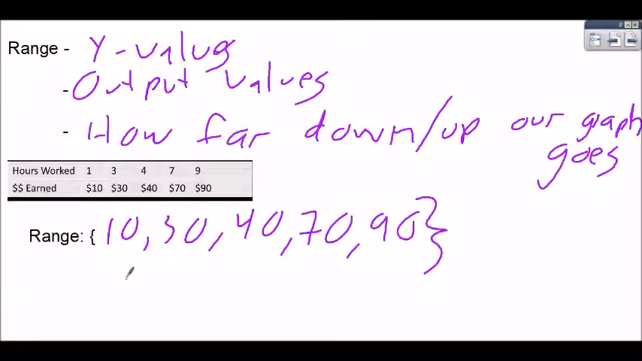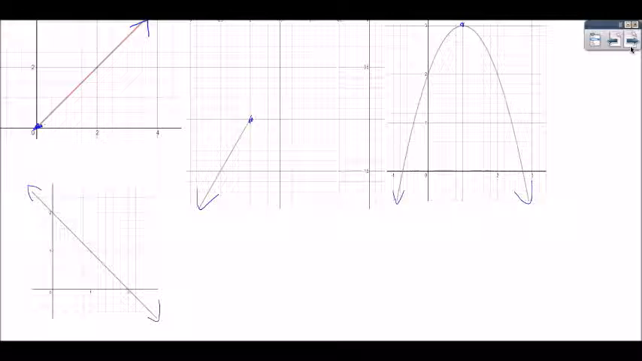And again, we have to put each individual value because they gave us each individual hour. However, if they said they paid us down to the penny for every second that we worked, we would say 10 to 90. So the same 4 graphs, we're going to look at those, but look at the range for all 4 of these graphs.